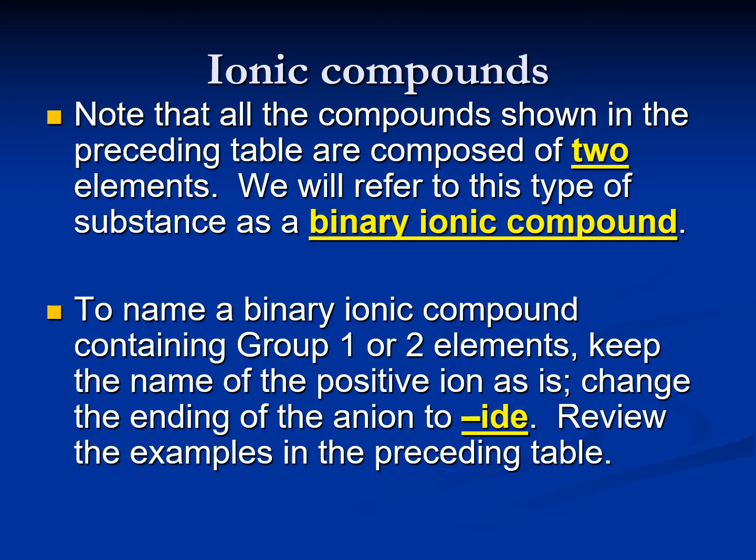To name a binary ionic compound containing group 1 or 2 elements, keep the name of the positive ion as it is. For example, sodium stays sodium, aluminum stays aluminum. You do change the ending of the anion, the negative ion, to IDE. If you look back at the previous table, you'll note that chlorine became chloride, fluorine became fluoride, bromine became bromide.